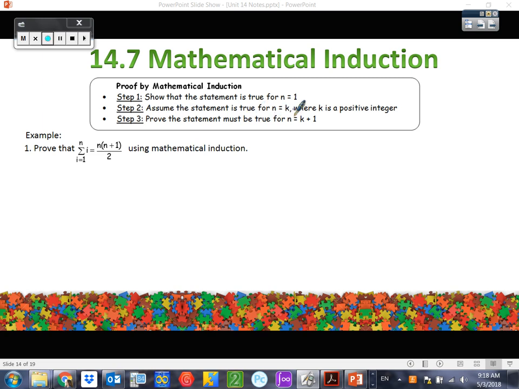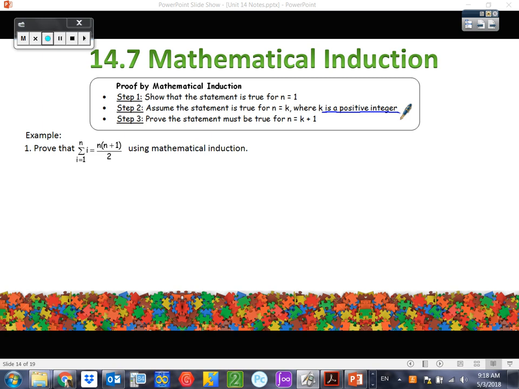So we proved it's true for 1. We're going to prove that it's true for any number, and this is significant. k is a positive integer. This type of proof that we're going to be doing only works with positive integers. We're not trying to prove it on the negative side, just positive.